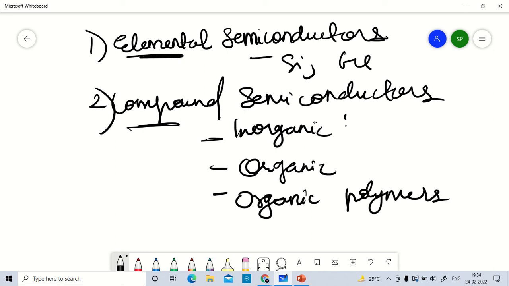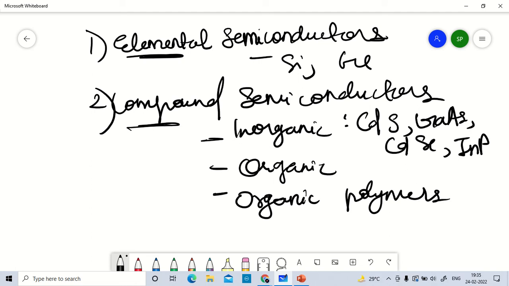In inorganic, we have cadmium sulfide, gallium arsenide, cadmium selenide, indium phosphide, etc. These are the inorganic compound semiconductors. Elemental semiconductors: silicon, germanium, easy enough to remember. Inorganic: cadmium sulfide, cadmium selenide, gallium arsenide, indium phosphide. Organic: anthracene and doped phthalocyanines.